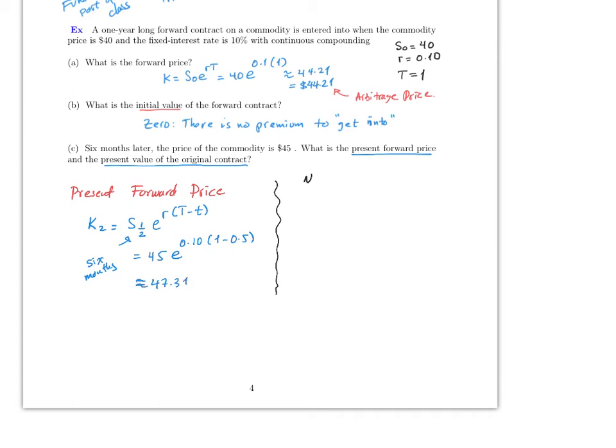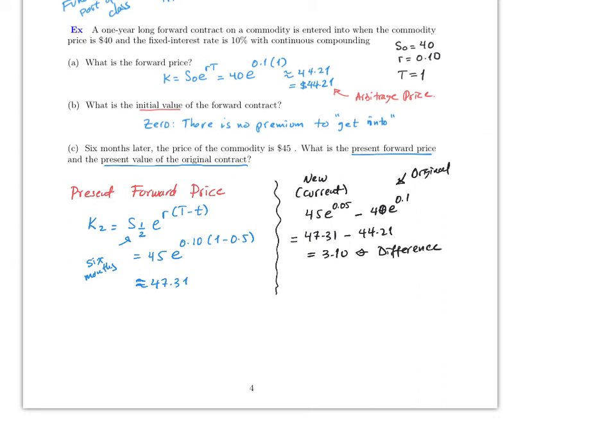Right, so now the new one, which is the current price, you need to keep track of that. This is what we did right now. This was 45 e to the 0.05 minus the original, which was 40 e to the 0.1. And remember this was 47.31 minus 44.21, which gives you 3.10. So this is the difference.